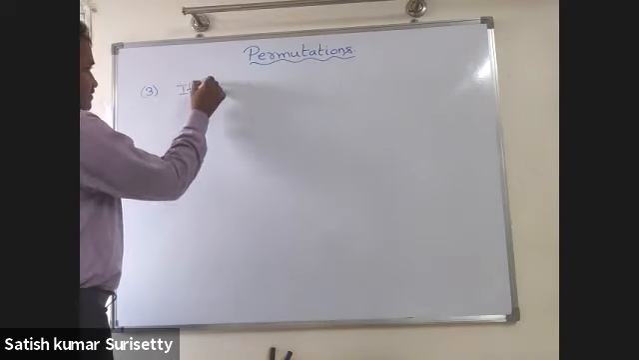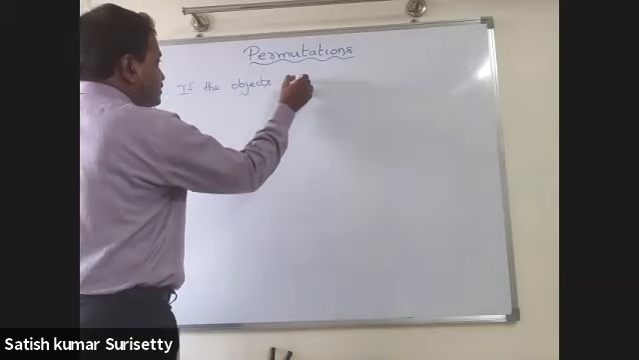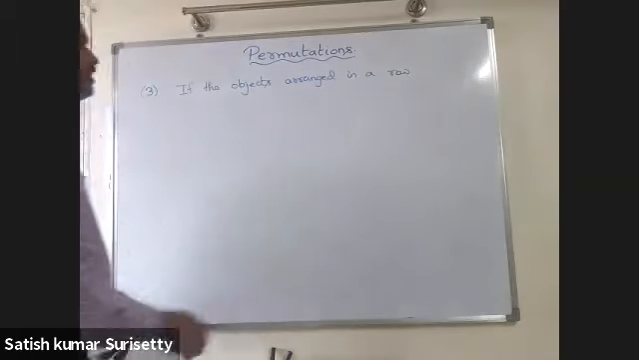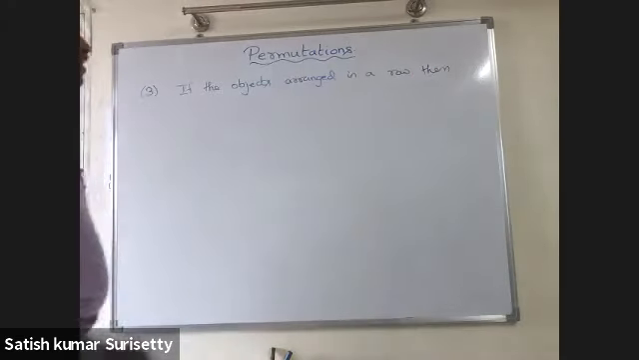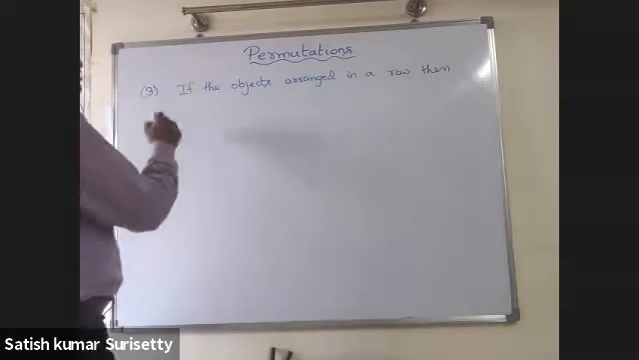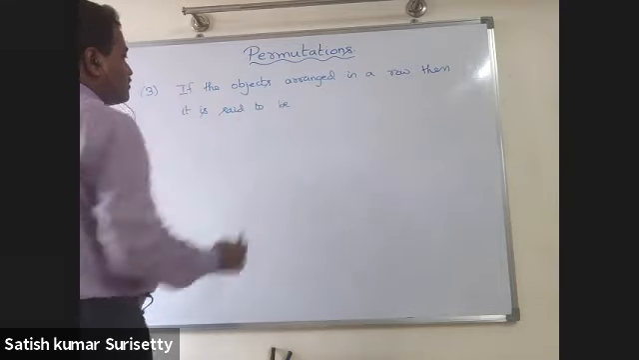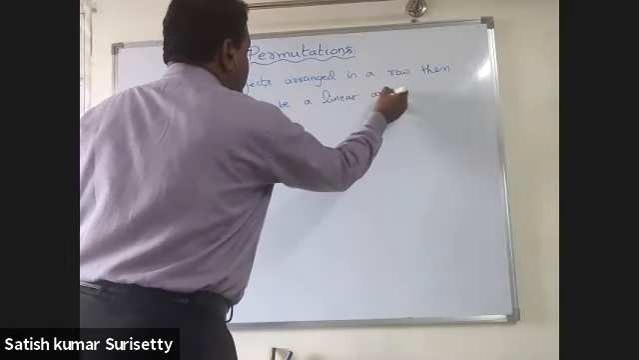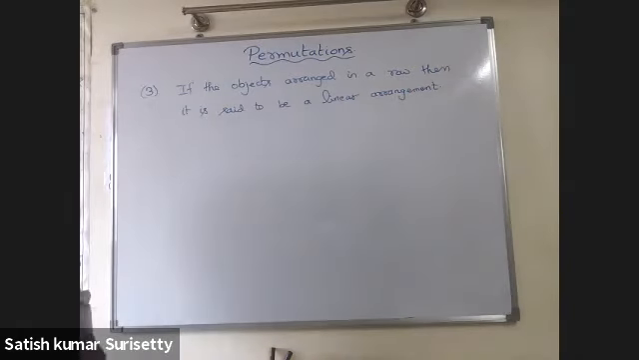If the objects are arranged in a row, then it is said to be a linear arrangement.